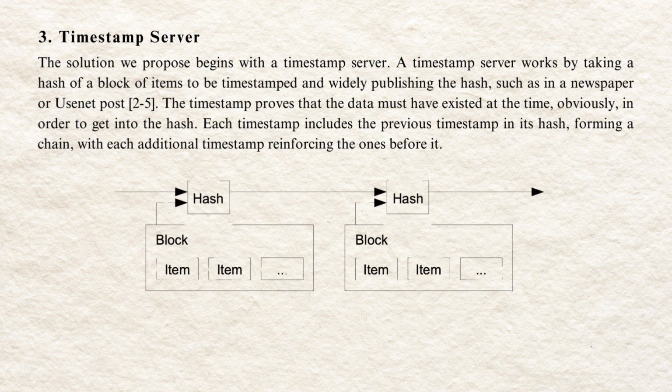When a Bitcoin miner adds a new block to the blockchain, they also add a timestamp to the hash of the block. This new hash includes the timestamp from the previous block, linking the blocks together in a chain that each successive hash strengthens.